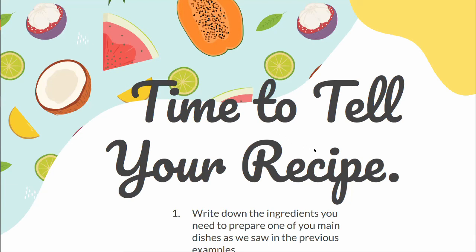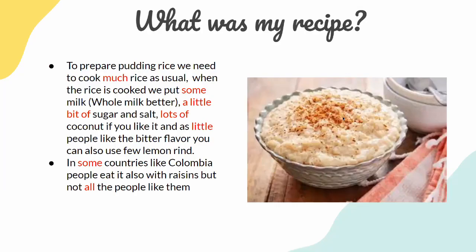Okay, perfect. So now let's review one example that I did on how it could have been done. So one of my favorite recipes is also rice pudding. Rice pudding. So what are the ingredients that I need and how much do I need of it? So to prepare rice pudding, we need to cook much rice as usual. Once the rice is cooked, we need to put some milk. Whole milk is better, like leche entera. And then we need also a little bit of sugar and a little bit of salt.